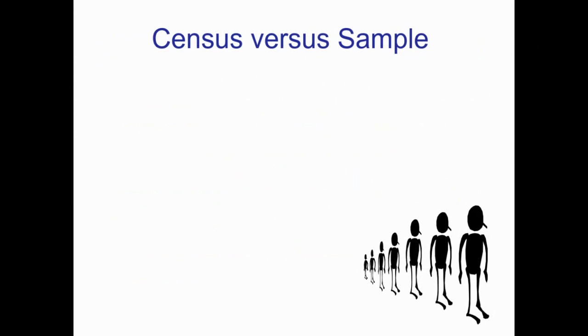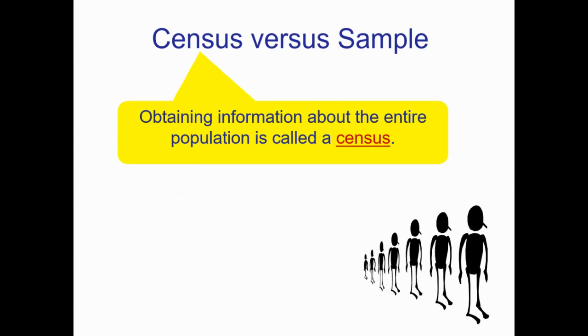So let's look at sampling. We talked about how if you sample one way, it could show cause and effect. If you sample another, it may not. So let's actually talk about sampling. How do you sample? First we have census versus sample. Who remembers what a census is? It's our whole population, that's right. A sample is just that, part of the population. Obtaining information about the entire population is called a census. We talked about that in chapter 1.